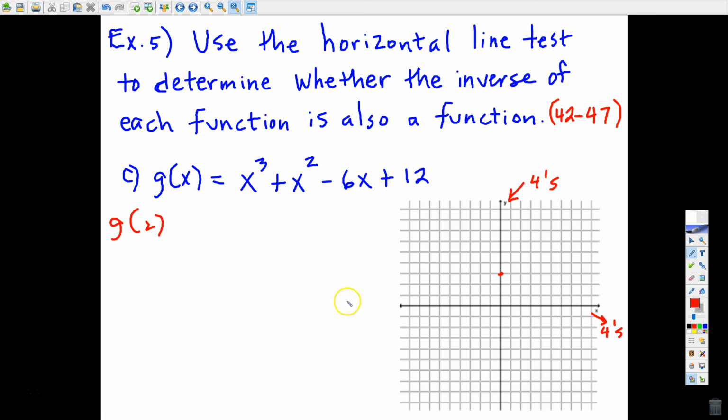That can't be 12. Is that on the same line? Okay. And negative 2 gives you the same thing? Try negative 2.